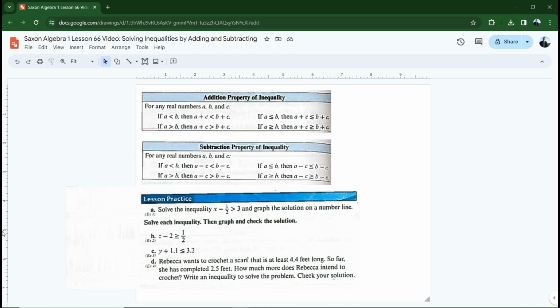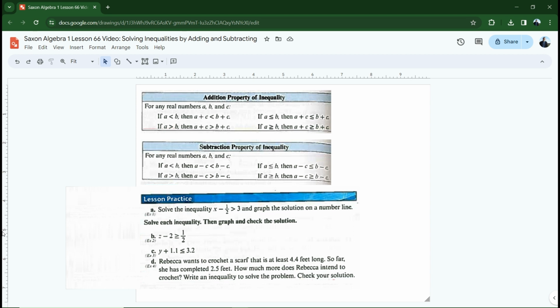Hey, algebra students, a very easy lesson for today because this is just a takeoff from every lesson that we've done involving solving equations where we add the same thing to both sides or subtract the same thing from both sides. In this lesson, we're going to be learning about solving inequalities by adding and subtracting.